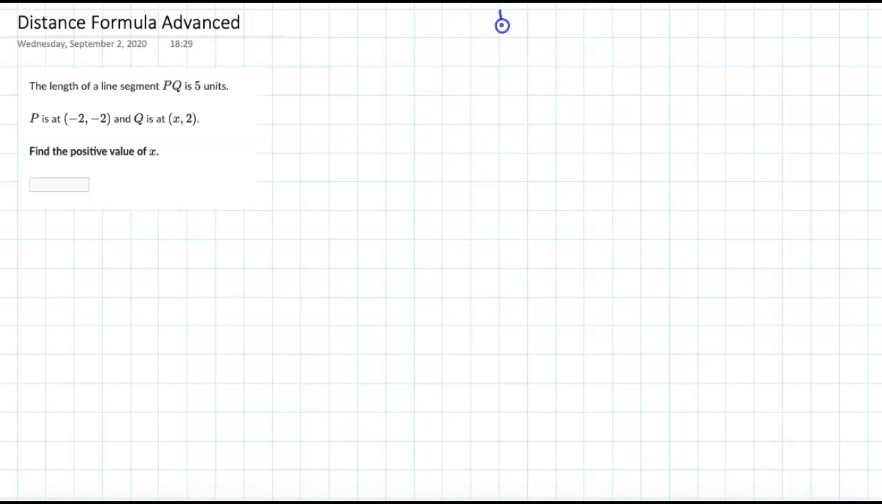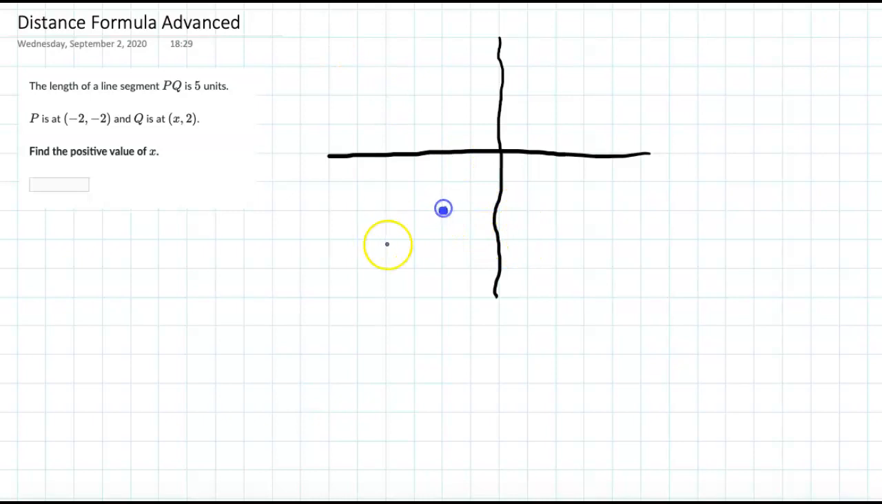I'll draw a coordinate plane here. So there's our axes, and P is (-2, 2), so 1, 2. So here's (-2, 2). Let's make that blue. So this is P. Okay, and Q is at (x, 2). We don't know what the x value is, but we know the y value is 2.